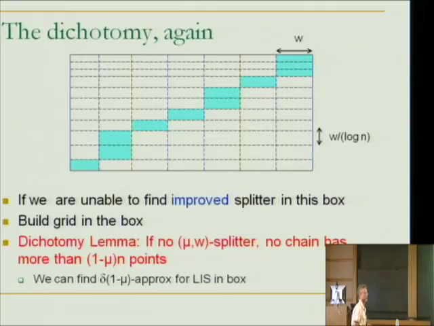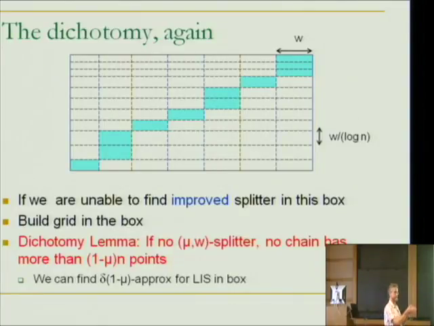So I'm still slightly confused. You're only looking for splitters in regions that are further from the end than W, right? If I've got this right? Because your W is 1 over log n the size of the box. That's true. That's right. So you might miss some splitters.